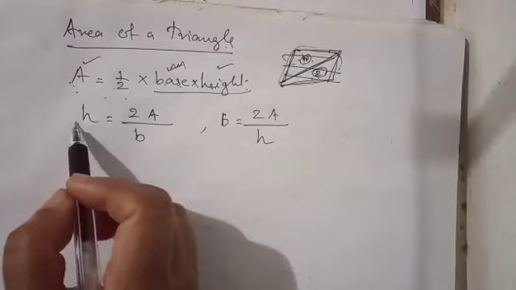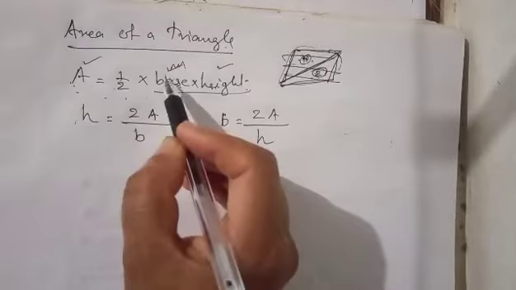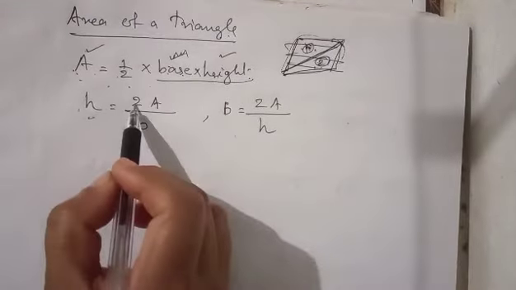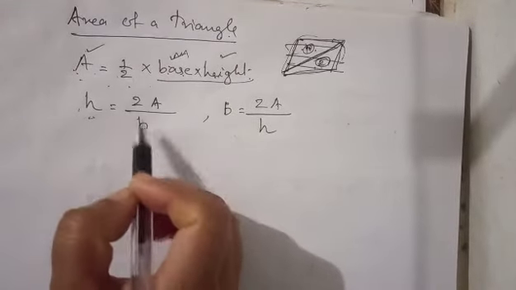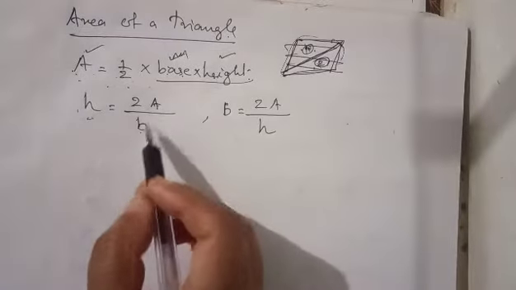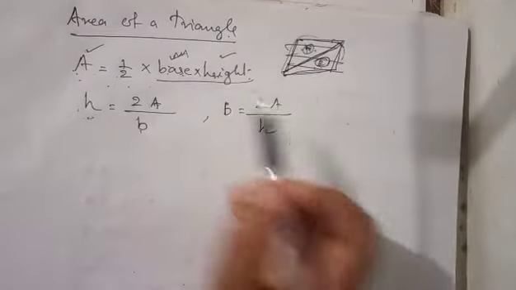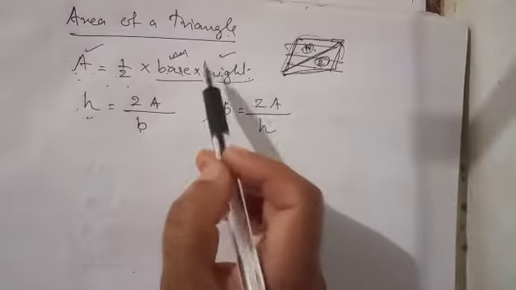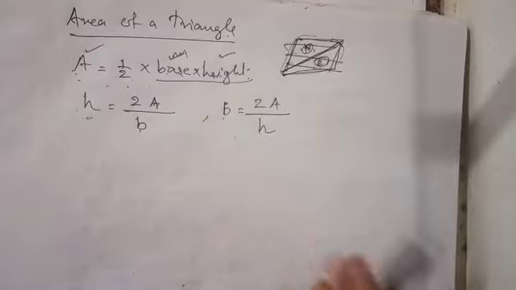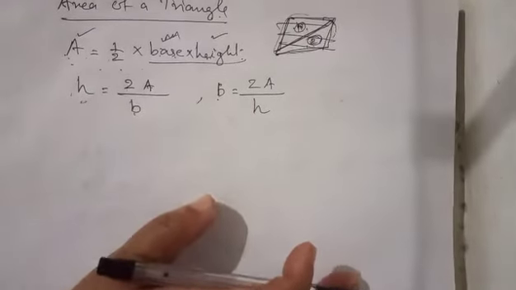Then when we are given area and base, how do we find the height? Height is equal to 2 times area divided by base. The 2 on the left side will come into the numerator: 2A by base. When area and height are given, how do we find the base? 2A divided by height. Okay.